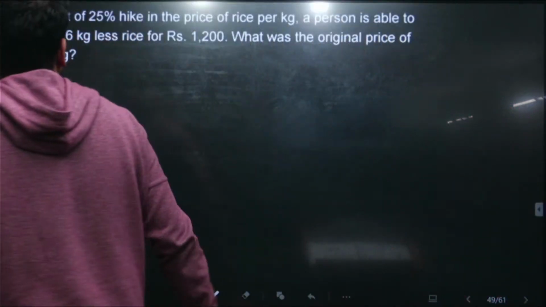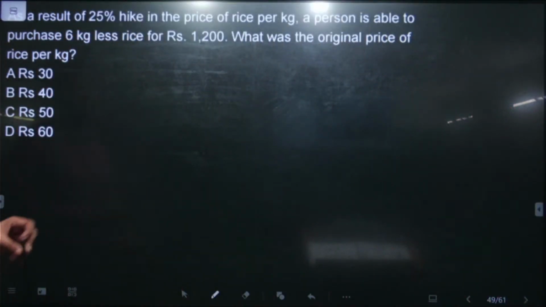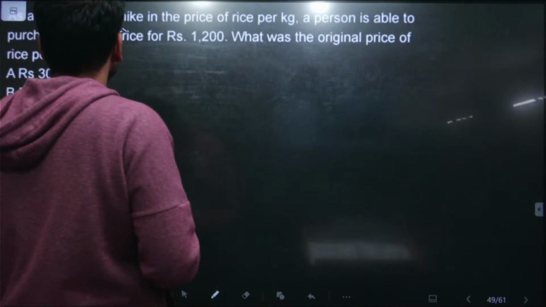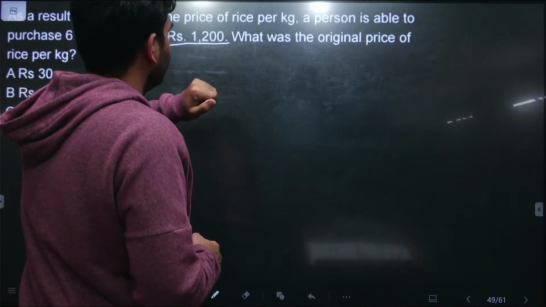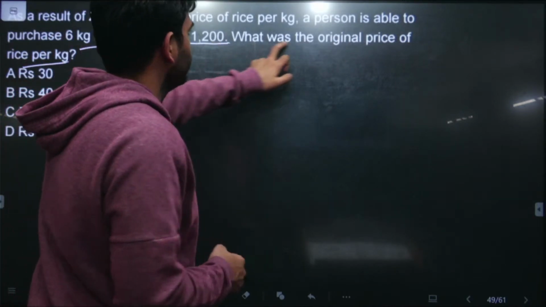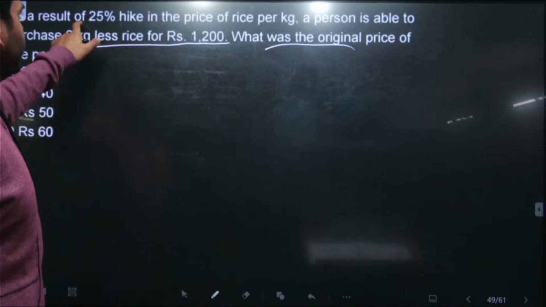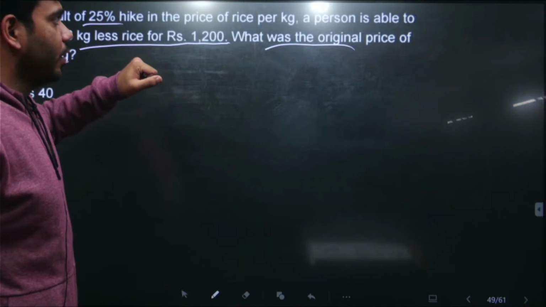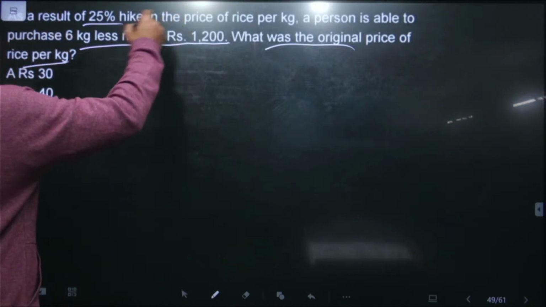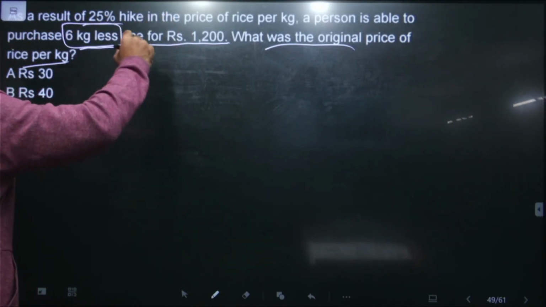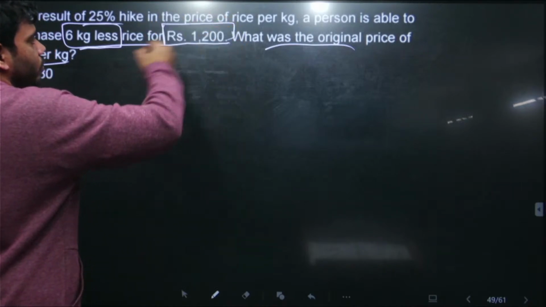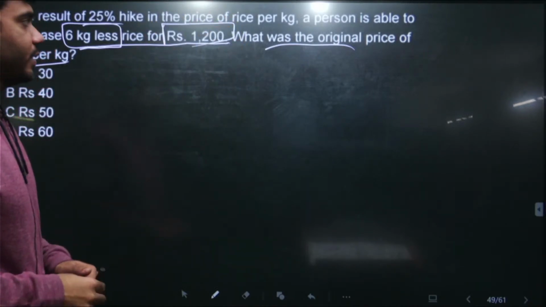This is the next question. As a result of 25% hike in the price of rice per kg, a person is able to purchase 6 kg less rice for 1200 rupees. What is the original price of the rice per kg? Very simple question. He is saying there is a 25% hike in price of rice, due to which he is able to buy 6 kg less rice with the amount of 1200 rupees. We need to find what is the original price of rice.